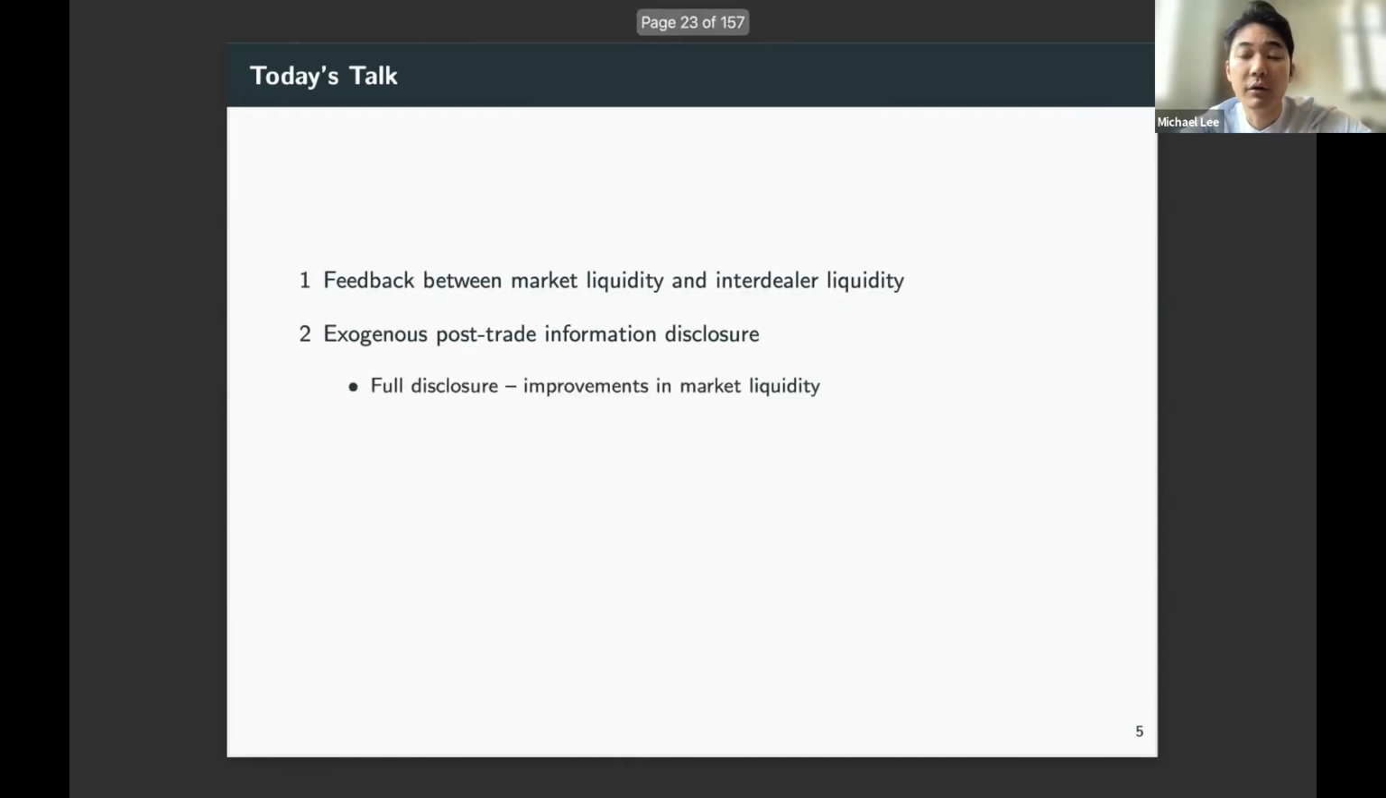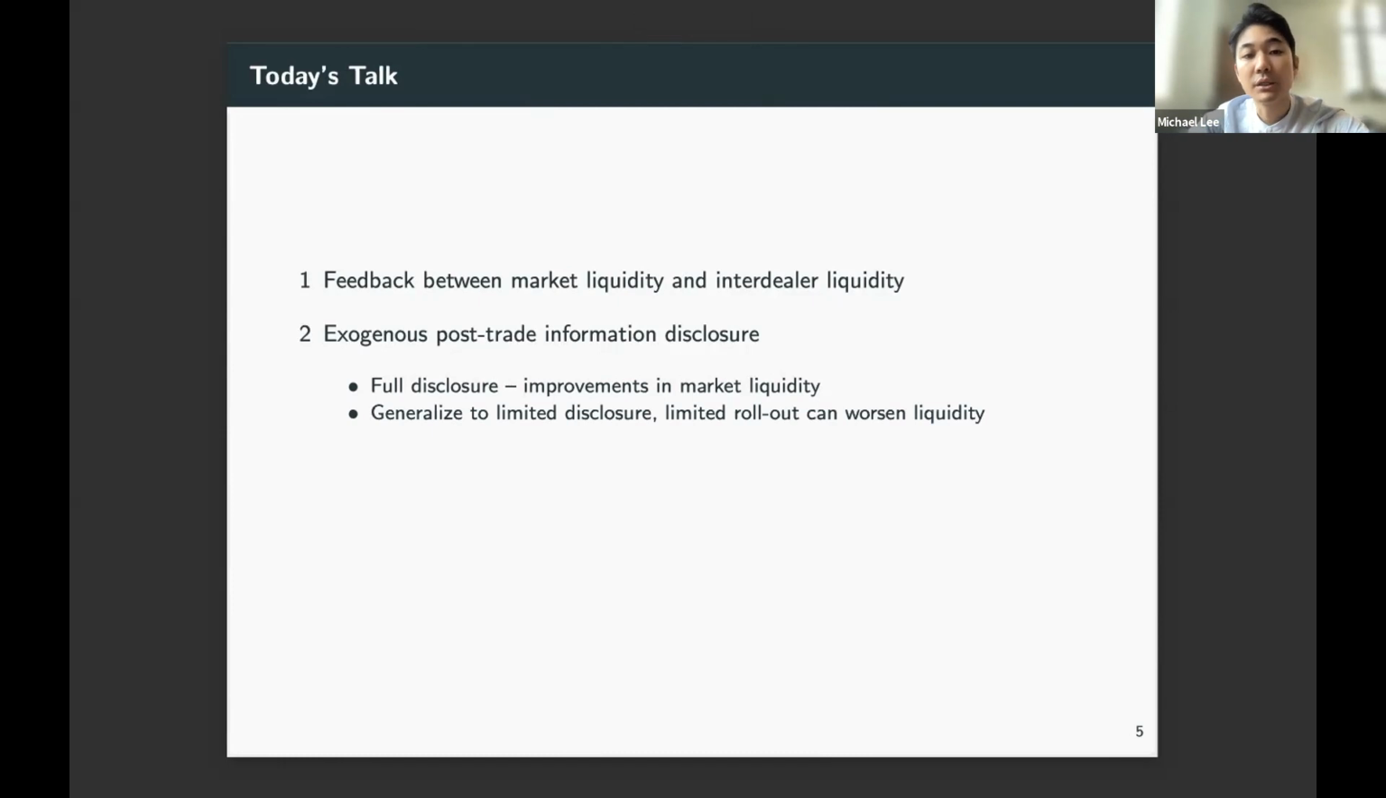And what we find is a fairly intuitive result. With full disclosure, there are improvements in market liquidity. So when everyone is able to equally access this information, there are clear benefits to disclosure. However, we generalize the environment to consider limited disclosure, when there's a limited rollout, when only a subset of the dealers can obtain that information or process that information in time. And we can show that it can actually worsen liquidity relative to no disclosure.